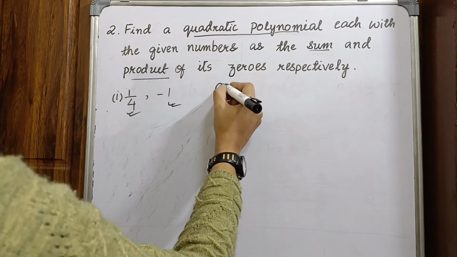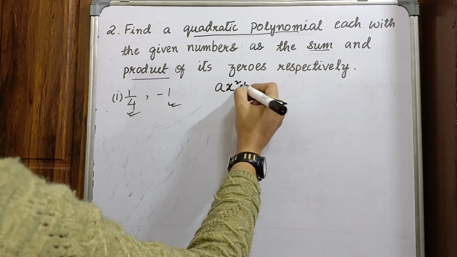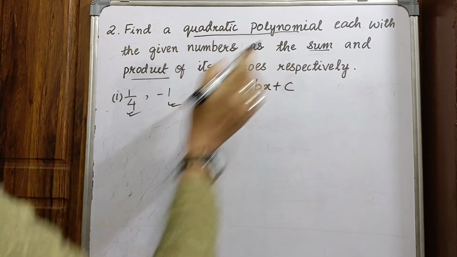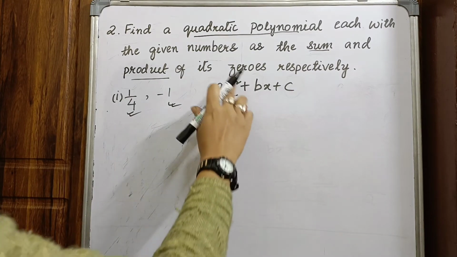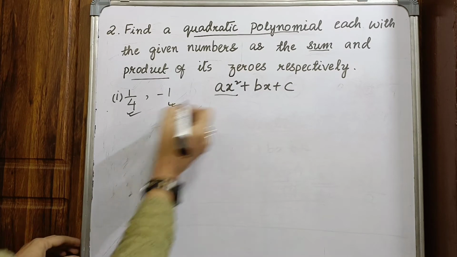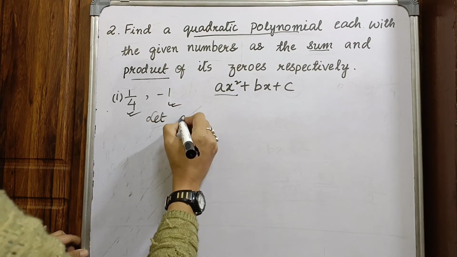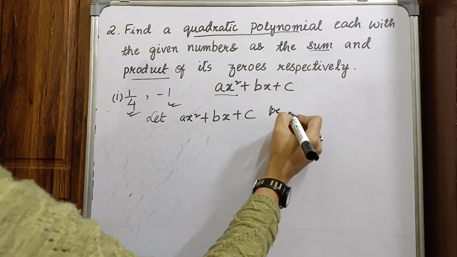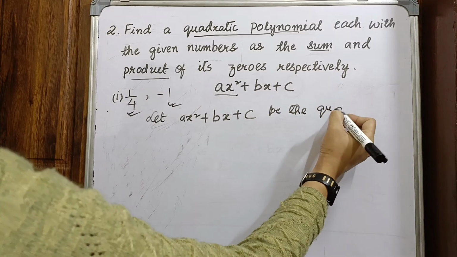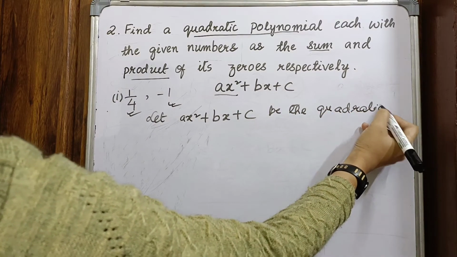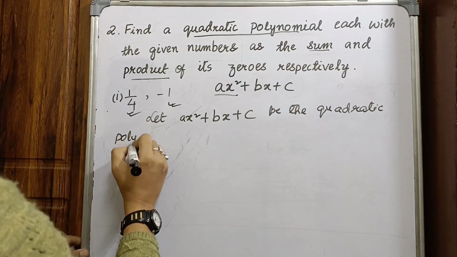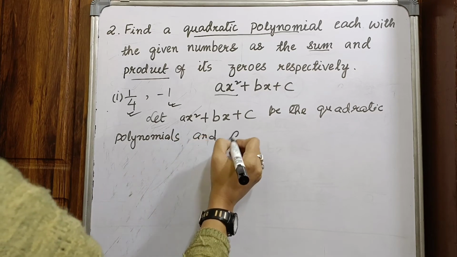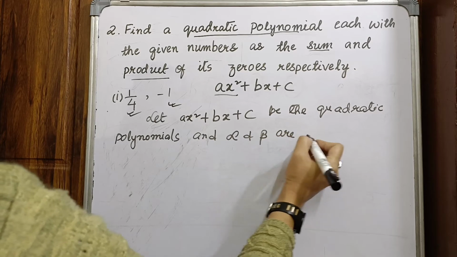So it is a quadratic polynomial, so we'll assume this as a quadratic polynomial, ax square plus bx plus c. Why we have taken ax square? Because in a quadratic polynomial the highest degree of x is square. Okay, so we'll assume let ax square plus bx plus c be the quadratic polynomial, and alpha and beta are the zeros.